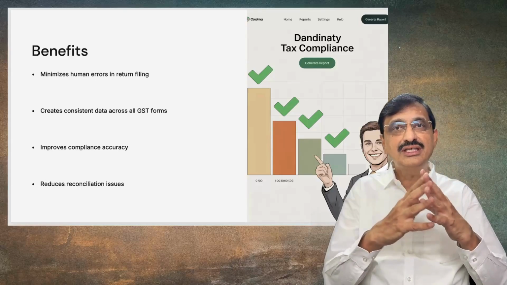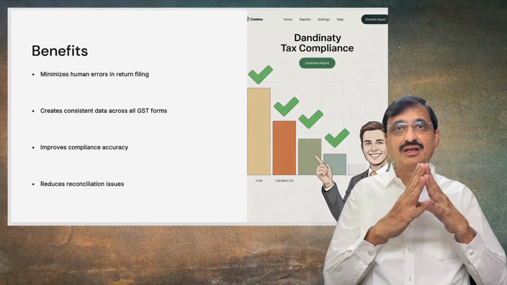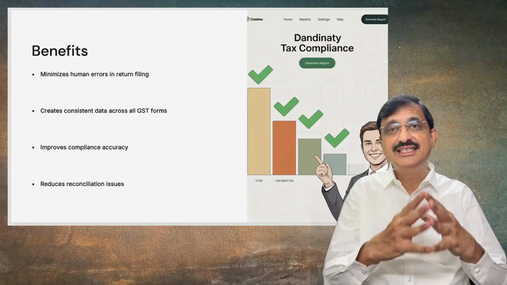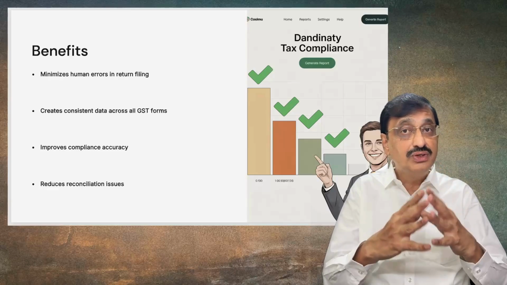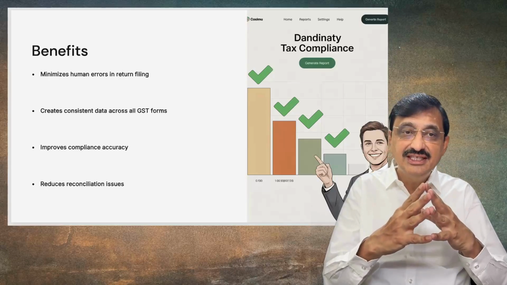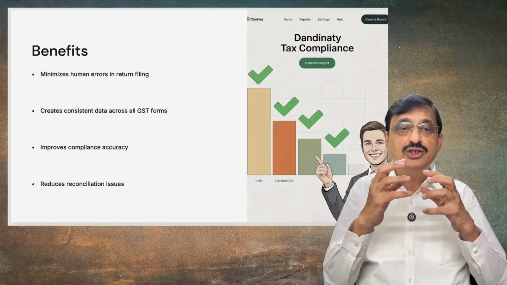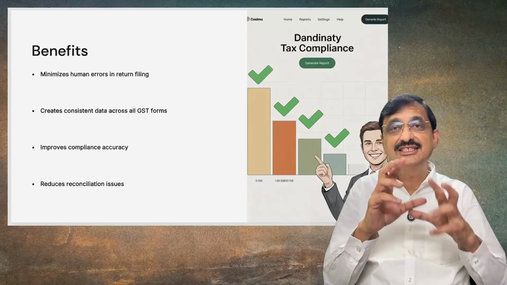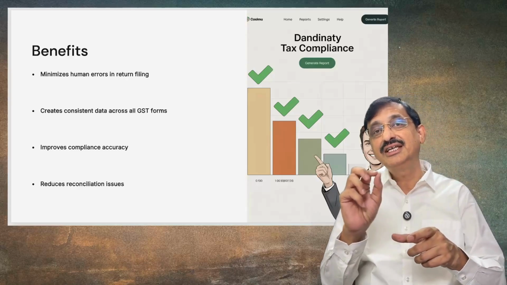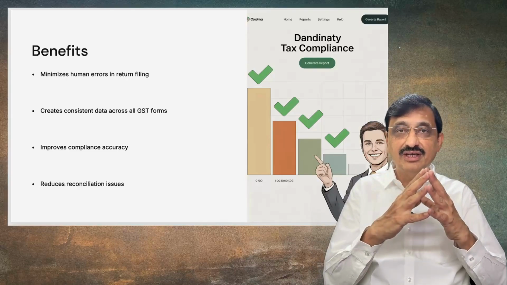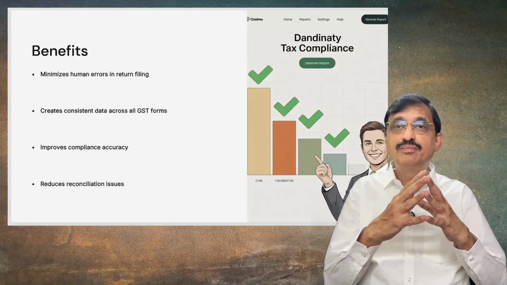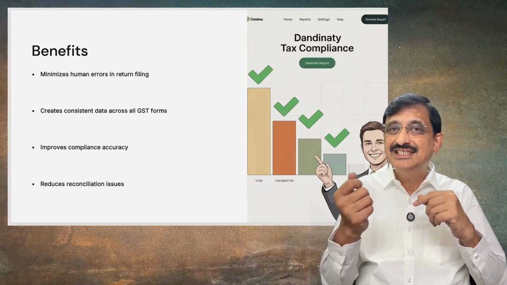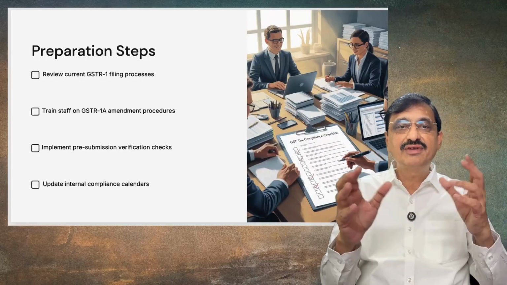Now, what are the benefits which the SSC will get by auto locking these output liabilities? The first benefit is that it will minimize the human errors and also it will ensure that there is consistent data between various GST forms that have been furnished, and also it will improve compliance accuracy and also reduce reconciliation issues at a later point of time.